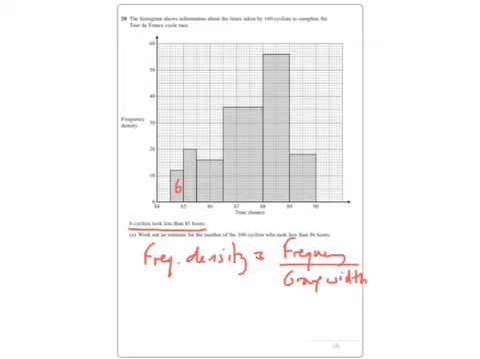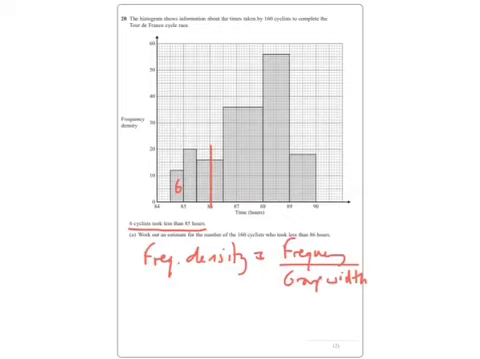So it says, work out an estimate for the number of cyclists who took less than 86 hours. So here's 86 here. Okay, so we need both of these first two bars and half of that third bar, because we have to assume that all the people in each group are uniformly spread across that group. So we've got to work out the height of this one. So that's 20.